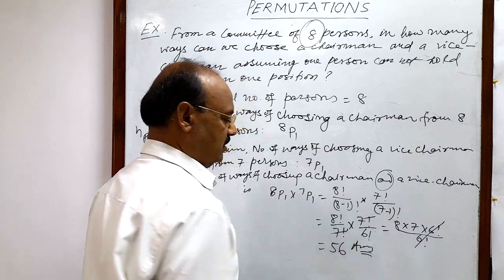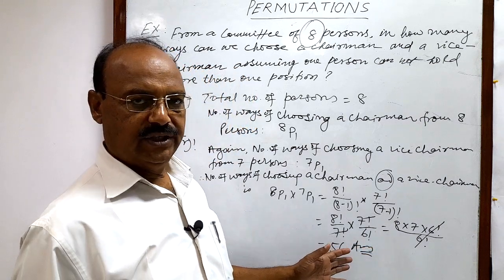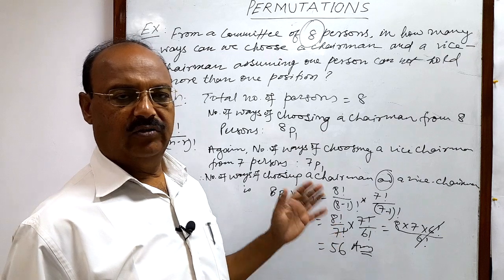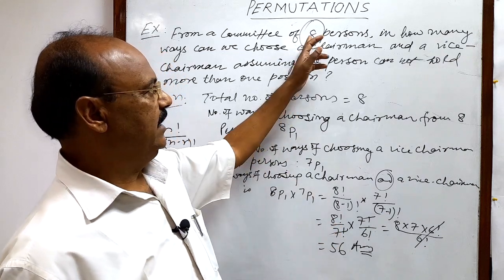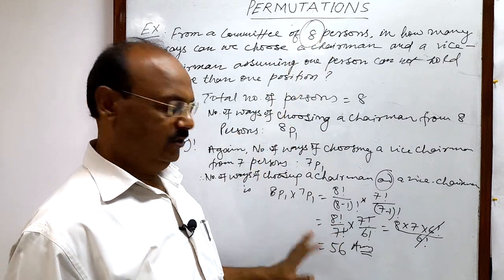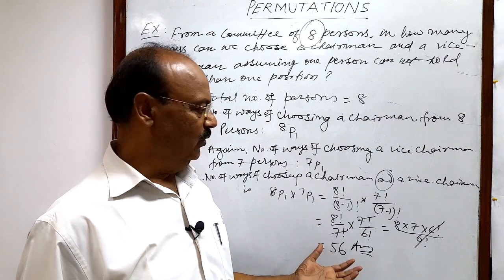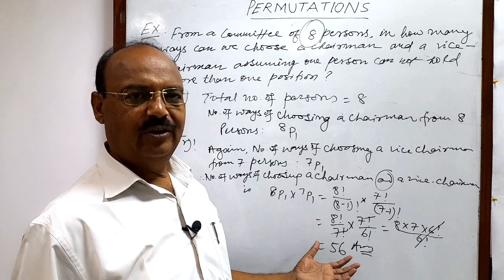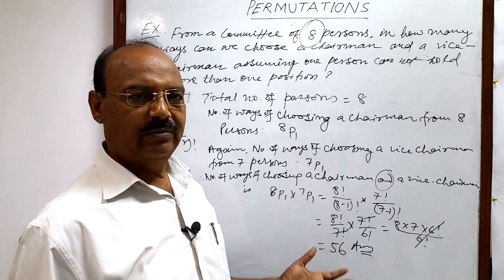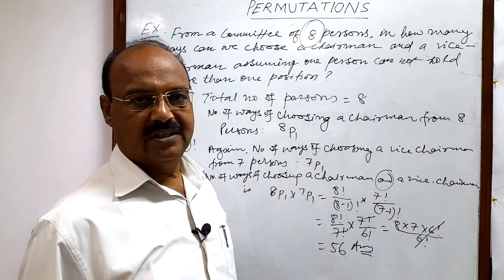This is the answer. So the total number of ways of choosing one chairman and one vice chairman from these 8 persons is 56. This is the answer. So, a very simple, interesting question. Hope you have got the solution, and we'll see some more problems from the same topic, permutations, in other videos also.